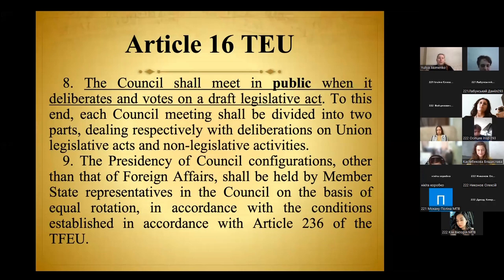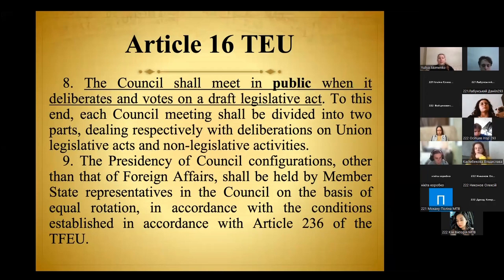To this end, each council meeting shall be divided into 2 parts, dealing respectively with deliberations on union legislative acts and non-legislative activities. From one of the slides, you remember that there are such functions as negotiations, cooperation, concluding international treaties that the Union is responsible for, and the Council divides its meetings into the sphere of legislative work and other non-legislative activities.